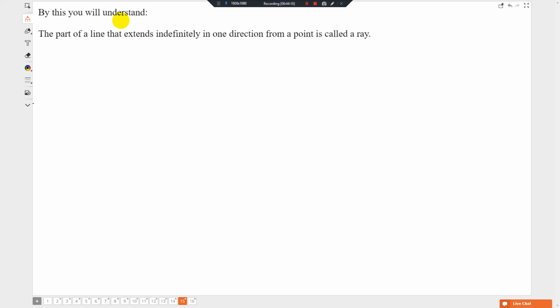So by this you will understand that the part of a line that extends indefinitely in one direction from a point is called a ray. So this is a ray.